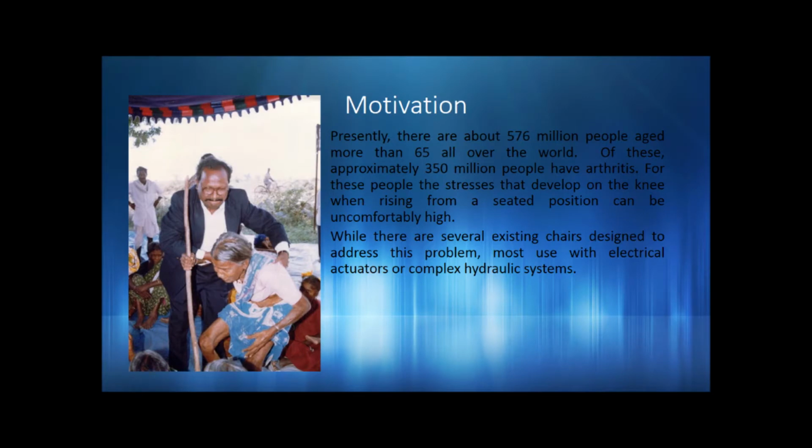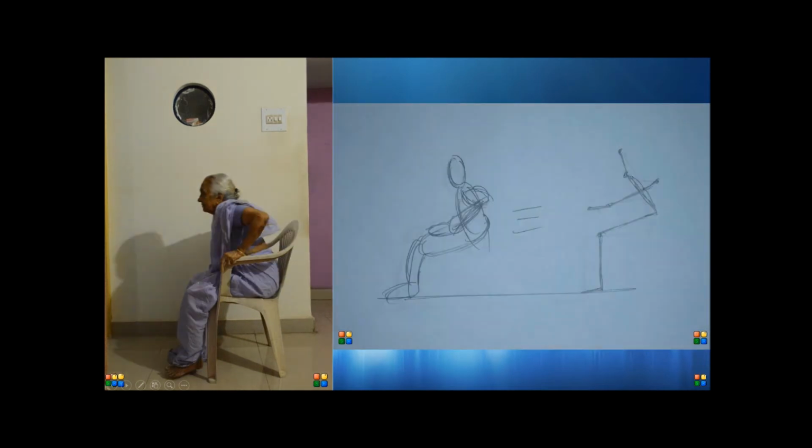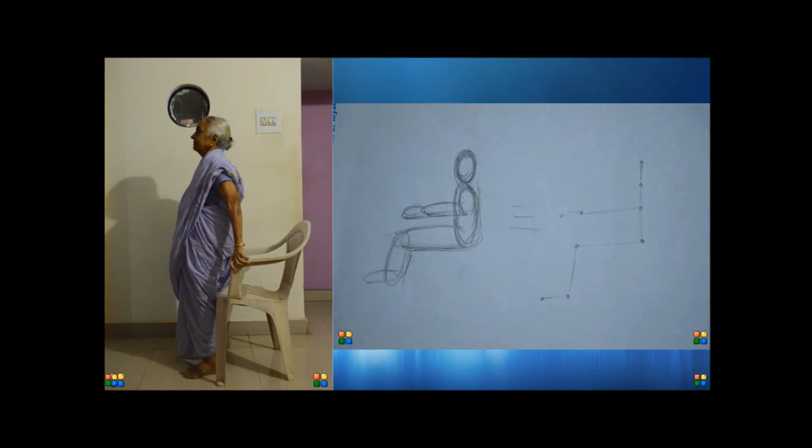The world over, 350 million people aged more than 65 suffer from arthritis. When these people rise from a seated position, a large portion of their body weight is taken by the knee.